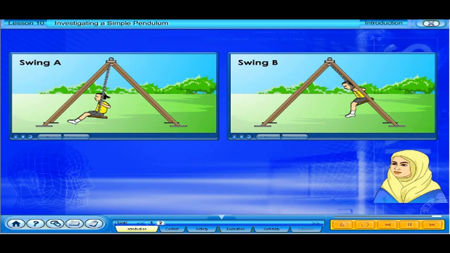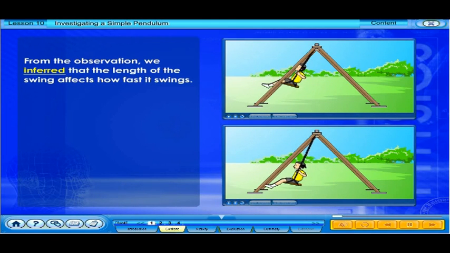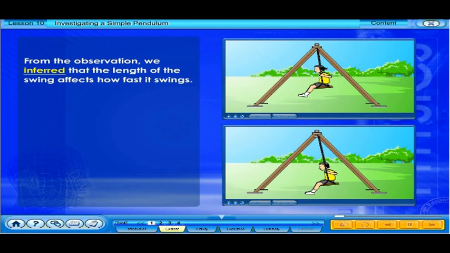How can you find out if this statement is true? From the observation, we inferred that the length of the swing affects how fast it swings. We can carry out an experiment to find out if this statement is true. To test this, you need something to represent the swing. You need to design an experiment.